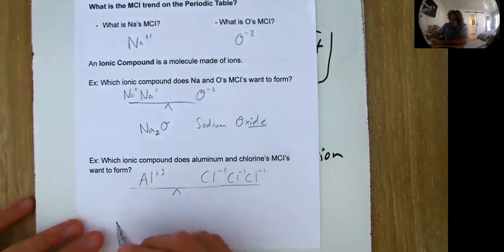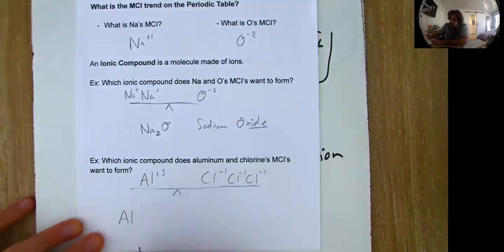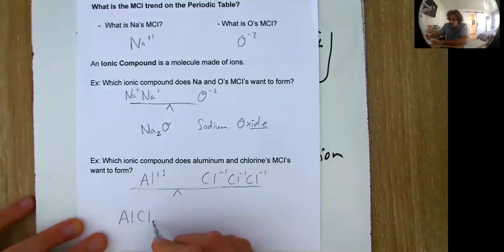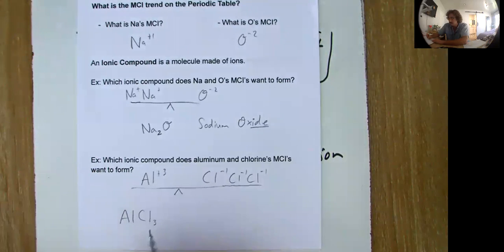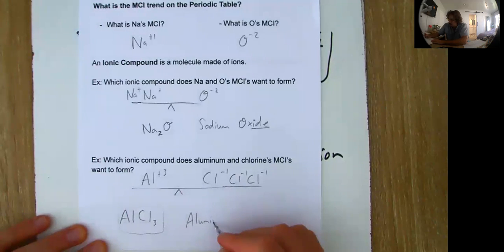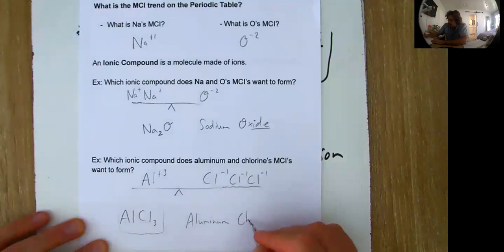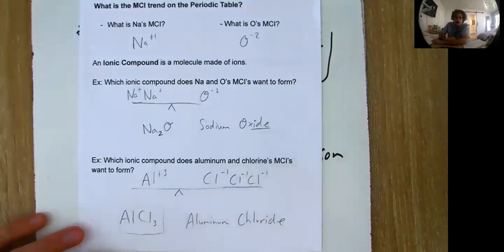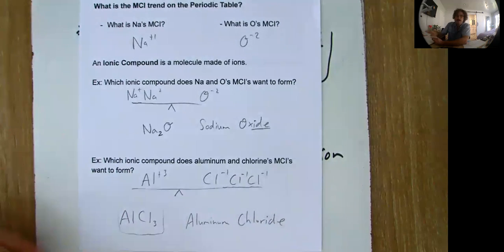So we write it like this, Al. There's only 1 of them, and you don't have to put a little 1 right here because you already wrote the Al. Then you put Cl, but then you have to put a little 3, and that's the name of the game. That's how you write the ionic formula for aluminum chloride. Okay, aluminum chloride.